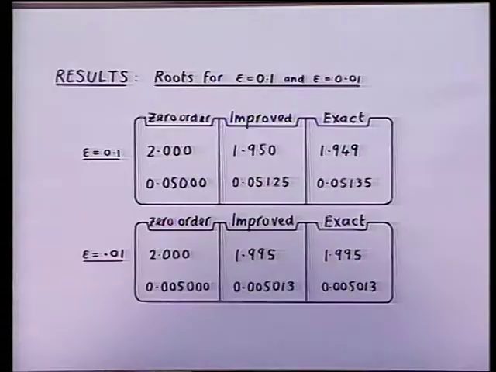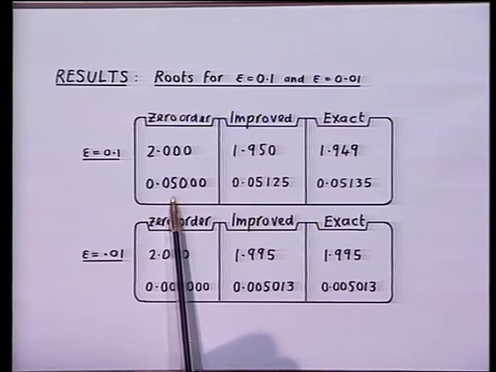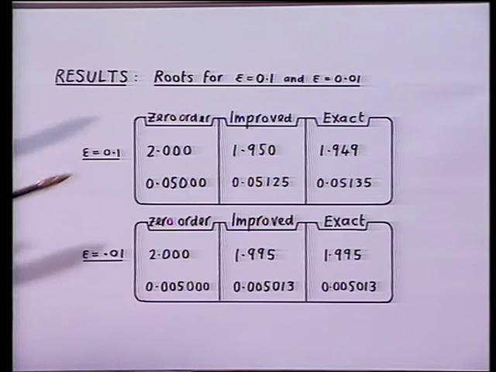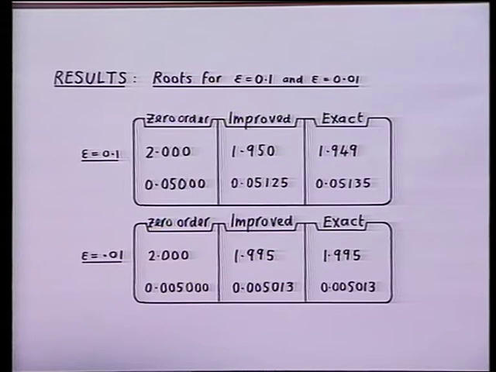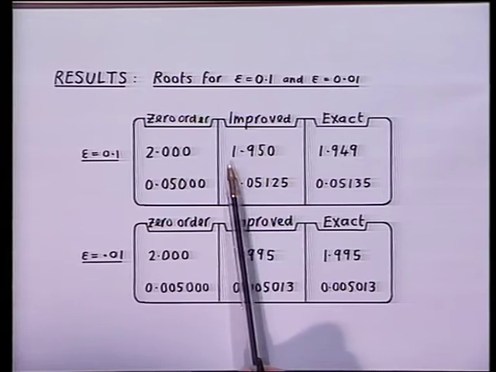If epsilon is equal to 0.1, a tenth, the rough approximation, the zeroth approximation, gives us these two values. You'll recall x equals 2 is one approximation, one root, and x equals a half epsilon is the approximate location of the second root. I can improve those by taking the next term in the asymptotic series. And if I take the next term in the asymptotic series for the root near 2, I get 2 minus a half epsilon, which gives me this value.